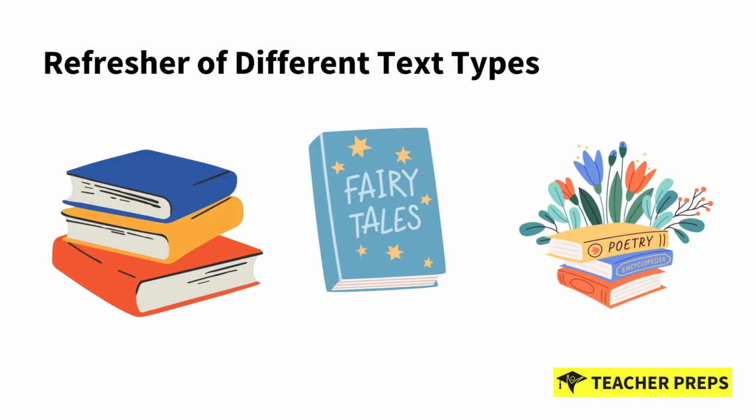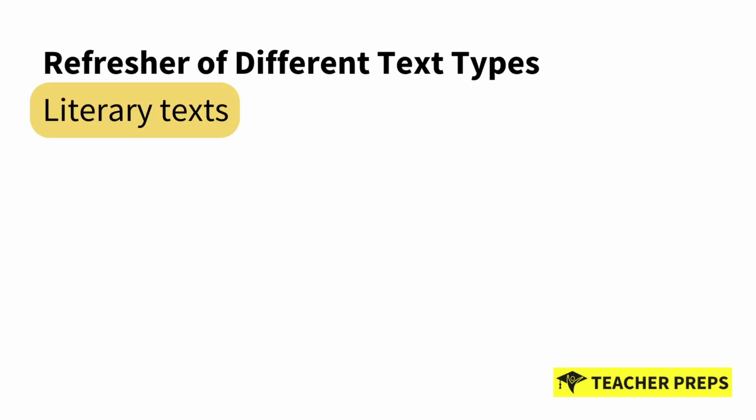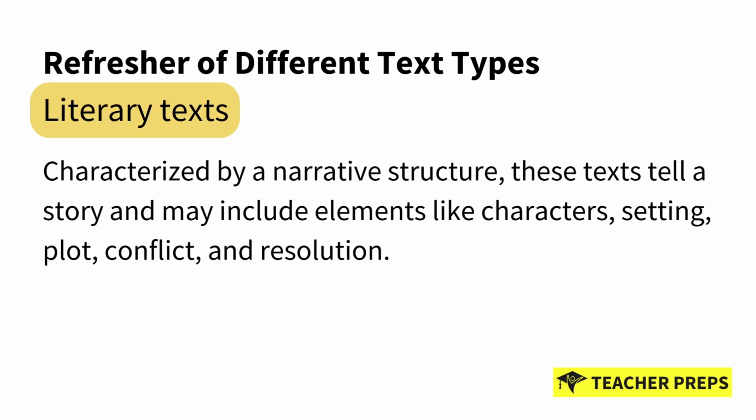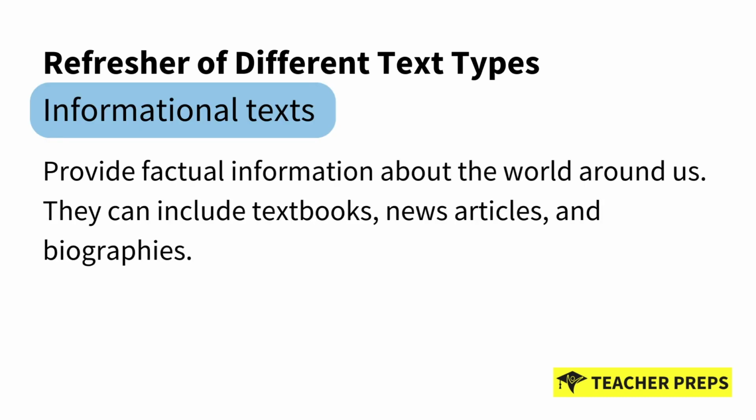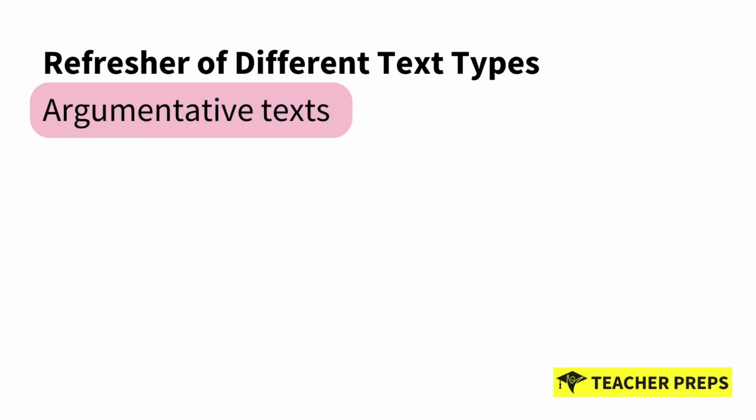Let's start with a quick refresher of the different text types. Let's begin with literary texts. These are often characterized by a narrative structure. These texts tell a story and may include elements like characters, settings, plot, conflict, and resolution. Next, we have informational texts. These texts provide factual information about the world around us. They can include textbooks, news articles, and biographies.